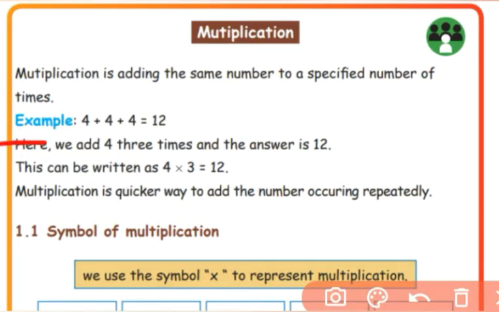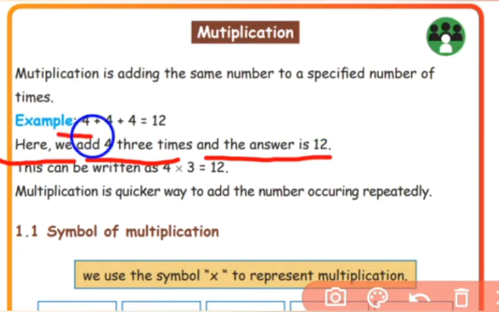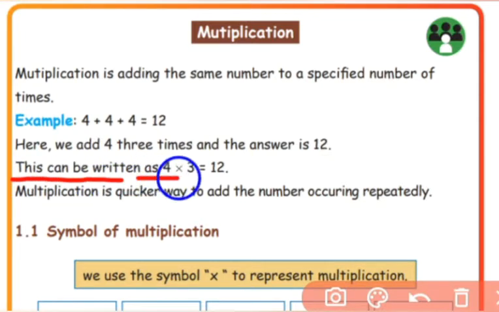See this example, 4 plus 4 plus 4 is equal to 12. 4 plus 4, 8. 8 plus 4, 12. Here we add 4 3 times and the answer is 12. 4 வந்து நாம 3 times add பண்ணியிருக்கோம். Answer வந்து 12. This can be written as 4 into 3 is equal to 12.